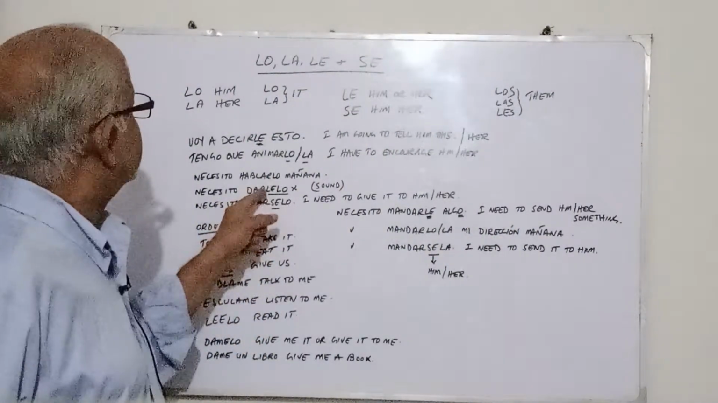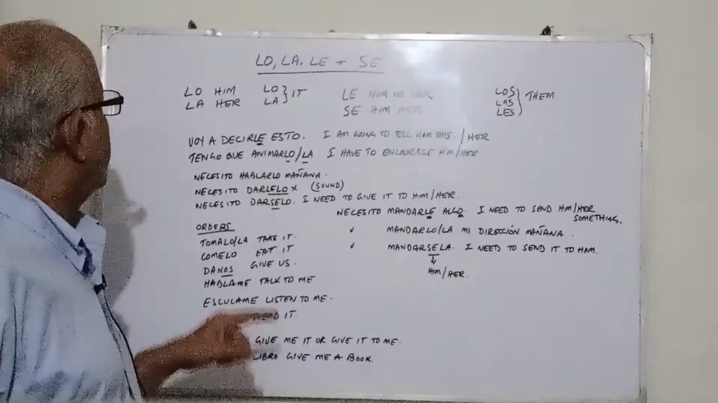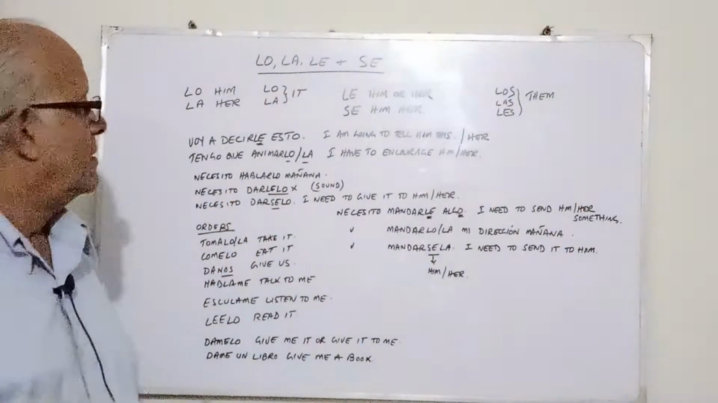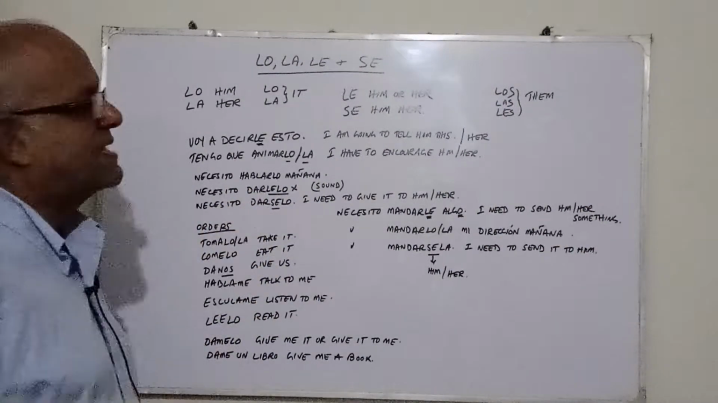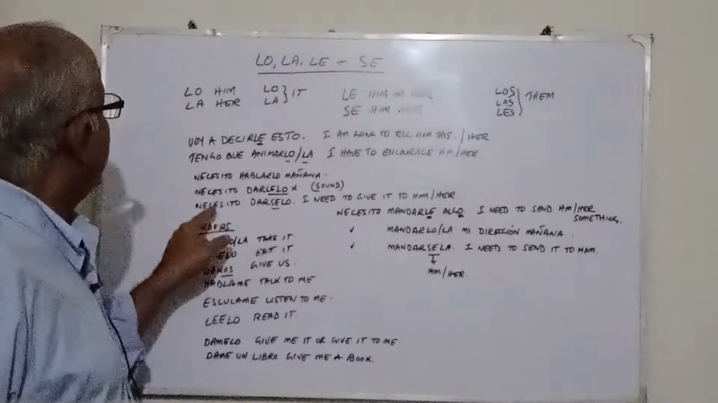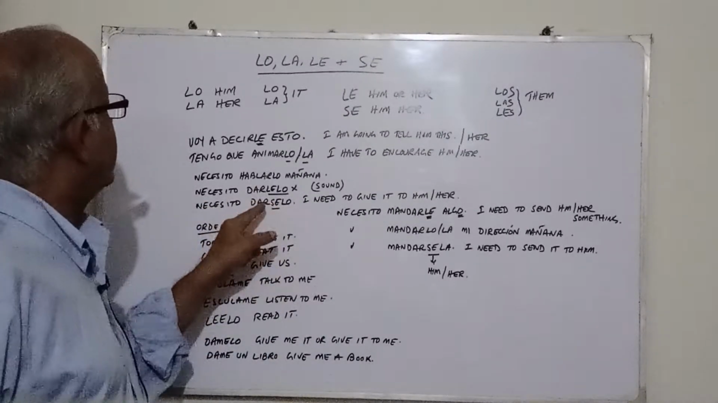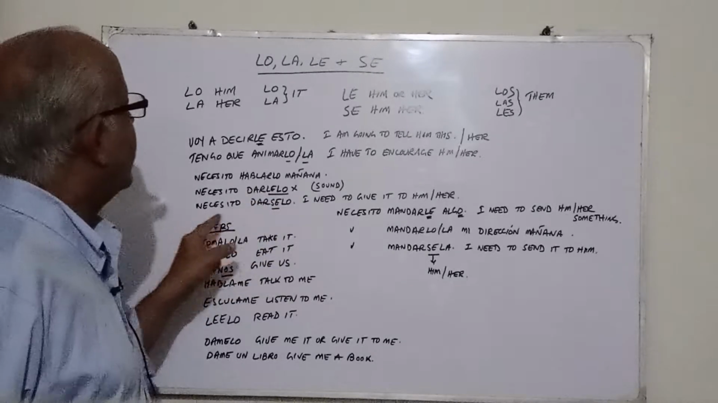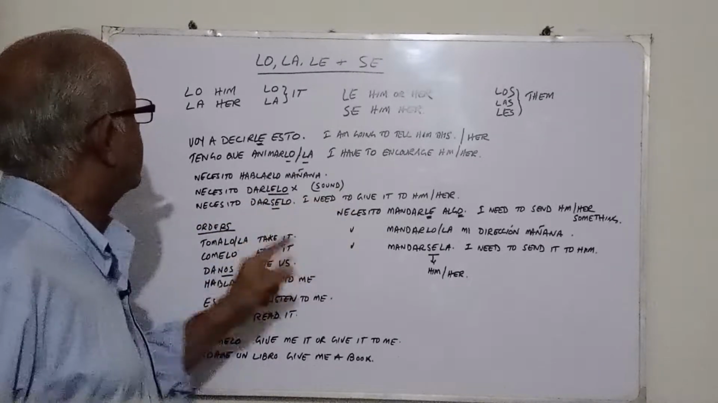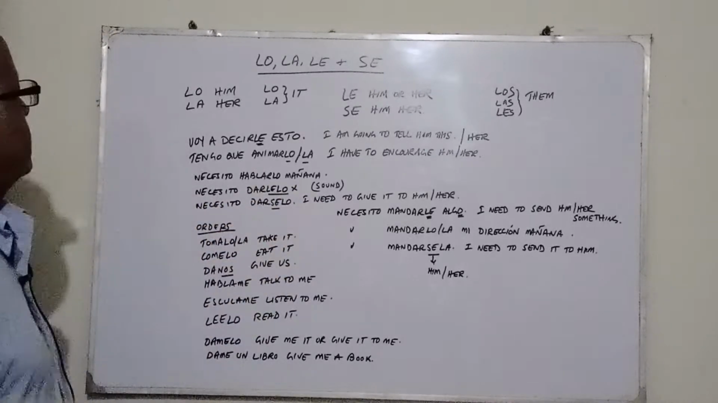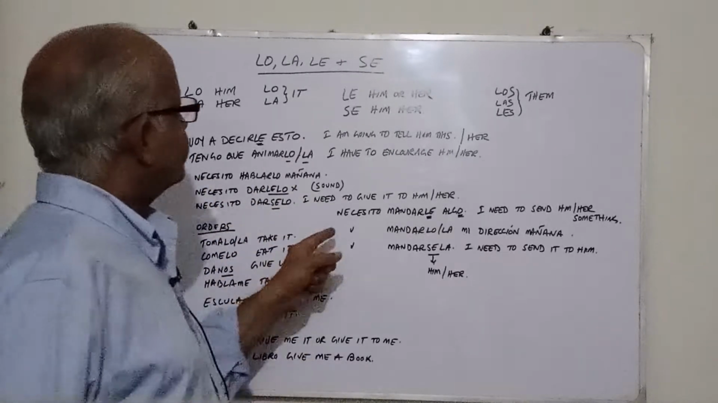Le means him or her, lo means it. But then because of the sound aspect, lelo doesn't sound correct. So we replace the le with the se here. So it will be necesito dárselo. Now this se here means him or her. I need to give him it, or I need to give it to him. Necesito dárselo.